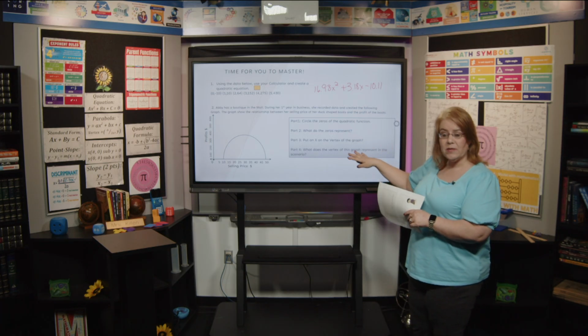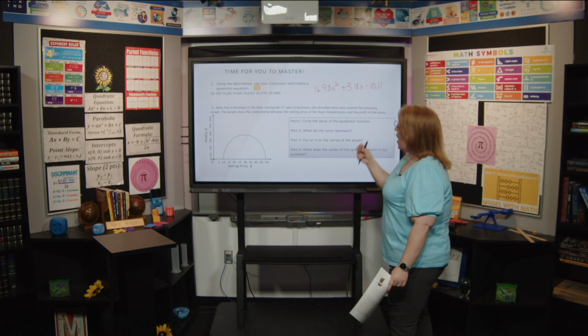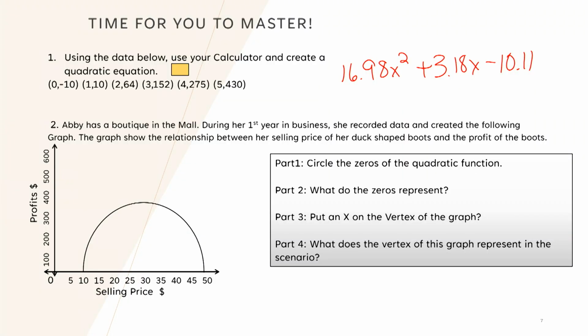So now let's look at Abby's problem. Let's see what Abby's doing. Obviously, she has her boutique. In her first year of business, she's recording her data. She created the graph. Now we see the relationship between the selling prices of these duck boots and her profit.